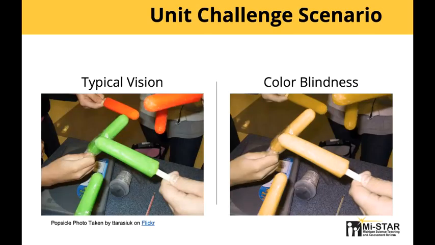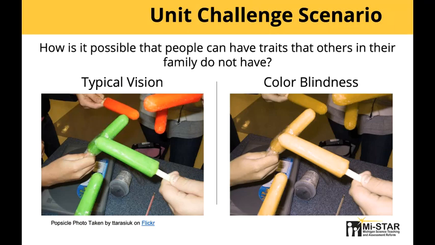Next, students are introduced to the case of the popsicle vandal. A girl named Becky discovers that her brother Joe is colorblind after Joe accidentally vandalizes all of her favorite lime popsicles. It turns out that Joe has difficulty telling the different popsicle colors apart, and he takes a bite out of several lime popsicles in an unsuccessful search for a cherry popsicle. The fact that Becky can easily distinguish these colors but Joe cannot leads to the unit challenge question. How is it possible that people can have traits that others in their family do not have?